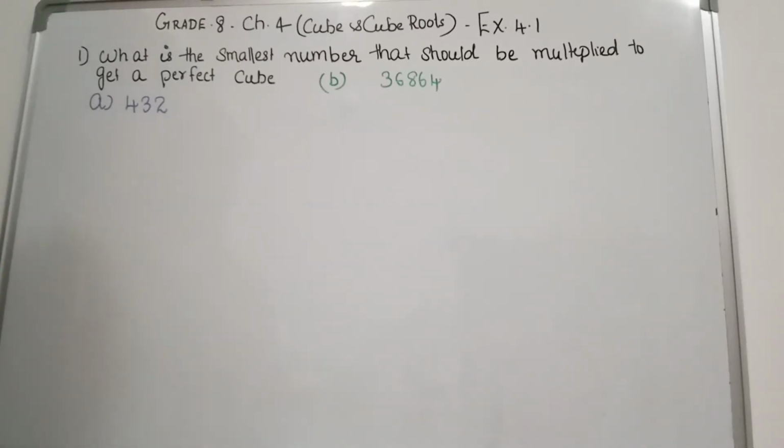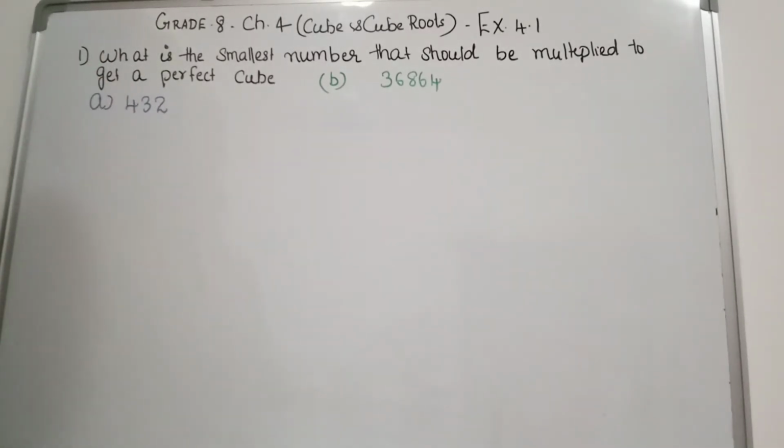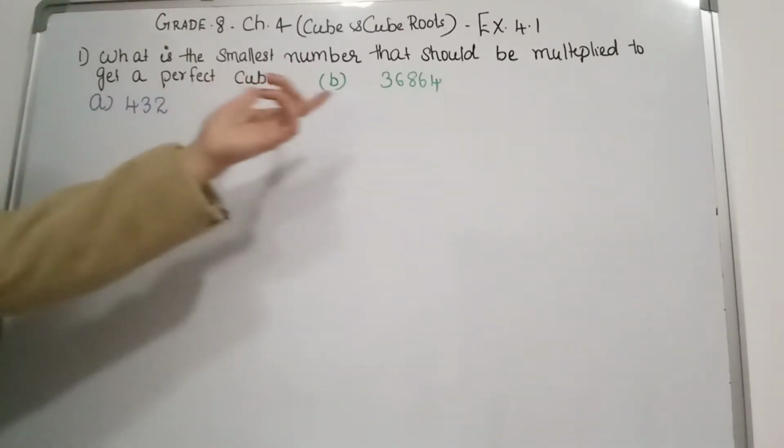Today we are going to discuss some questions from your chapter cube and cube root. What is the smallest number that should be multiplied to get a perfect cube? Our question is, what is the smallest number that should be multiplied to get a perfect cube? So we have two questions.